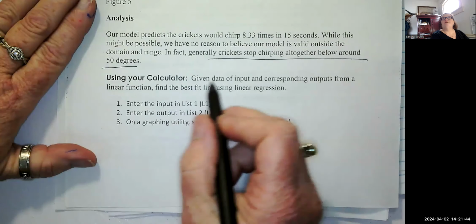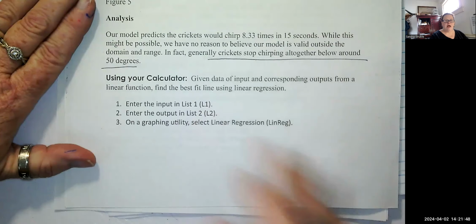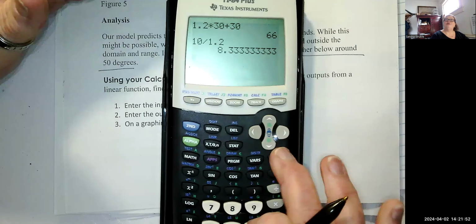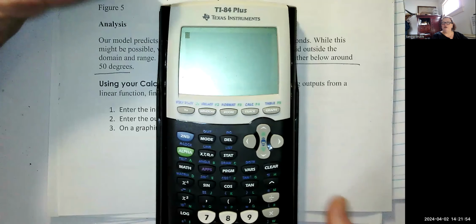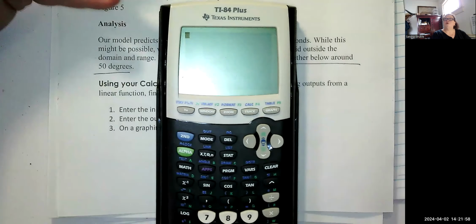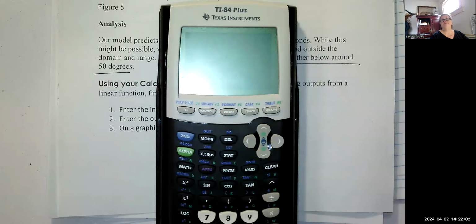So let's work on putting the data from those chirps and temperature into our calculators. I am going to use a TI-84. The TI-83s or 81s, I've got an 83 as well, they're all treated the same way. The only people who are going to struggle, because I can't make one, is the Casio folks, or if you happen to use an HP or anything like that. If you have a TI, then you're good to go. These same directions will work no matter which one you have.